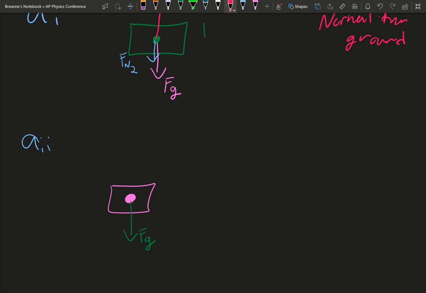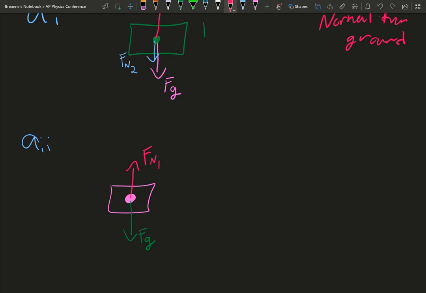This force of normal going up is from block 1. And it says it's at rest. But it does have a string on it. But it says it's at rest. So this is where a lot of people get thrown off. People want to put a force of tension there, but everything's at rest.